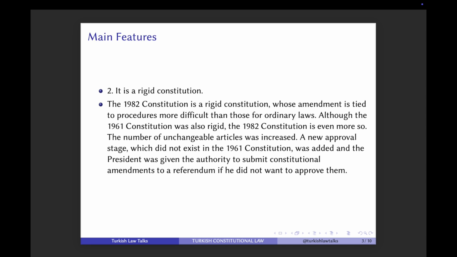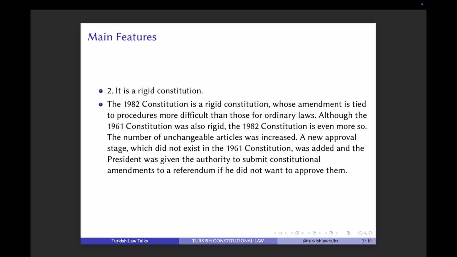The next one is that it's a rigid constitution. Rigid. Okay, I think I know what this means generally, but how does it apply here? Harder to change than normal laws. Exactly that. Amending it requires more complex, more difficult procedures than passing ordinary legislation. It's designed to make changes harder to protect its core elements. And was this new for 1982? Well, yes and no. The 1961 Constitution was also rigid, but the 1982 one, it actually increased the rigidity.